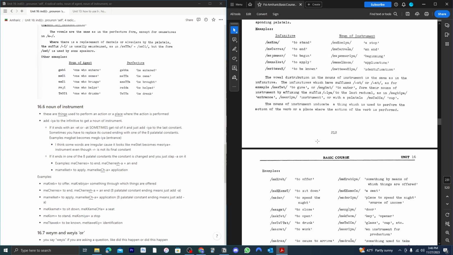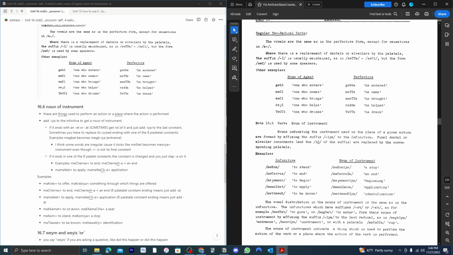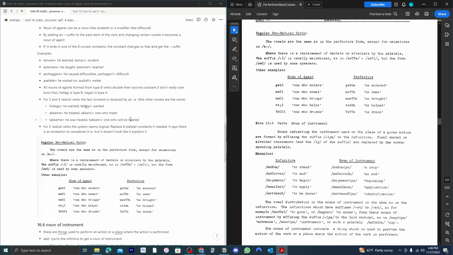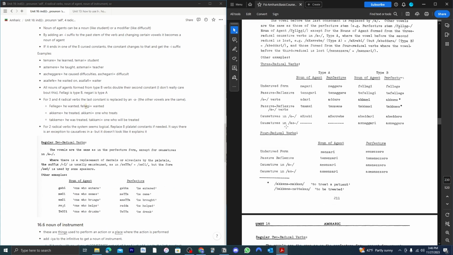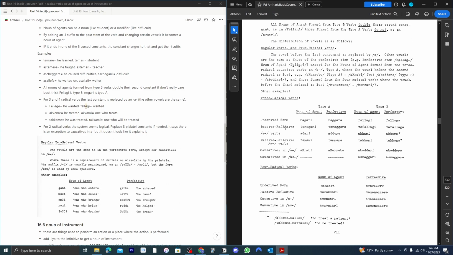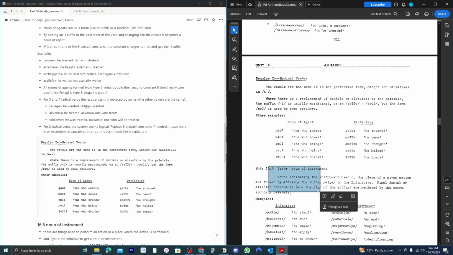Noun of instruments. Oh, whoops! I jumped ahead. Yeah, sorry about that. I'll just keep it as is because I don't want to overcomplicate recordings. Yeah, I'll just continue.